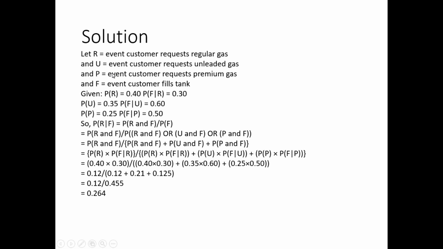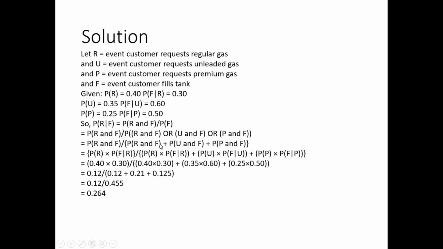We know that P of regular, the first event, is 0.4. We know that P of filling it given that they're getting regular gas is 0.3. We know that P of unleaded is 0.35. The probability they fill it given unleaded is 0.6. Probability of premium is 0.25. The probability that they fill it given it's premium is 0.5. We want what's the probability they got regular gas given that they filled. So in order to get that, we need the top to be the probability of regular and filled, and the bottom to be just the probability they filled the tank overall.